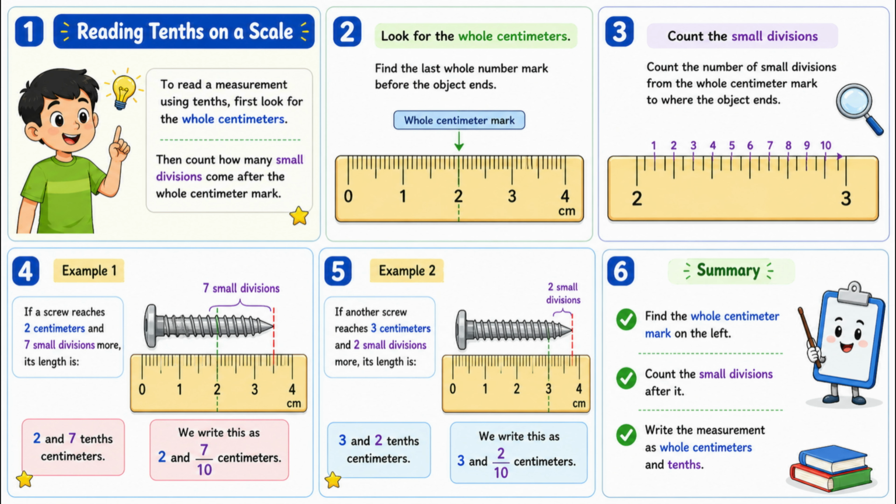Reading tenths on a scale. To read a measurement using tenths, first look for the whole centimeters. Then count how many small divisions come after the whole centimeter mark. For example, if a screw reaches 2 centimeters and 7 small divisions more, its length is 2 7/10 centimeters. We write this as 2 7 over 10 centimeters. Similarly, if another screw reaches 3 centimeters and 2 small divisions more, its length is 3 2/10 centimeters. We write this as 3 2 over 10 centimeters.